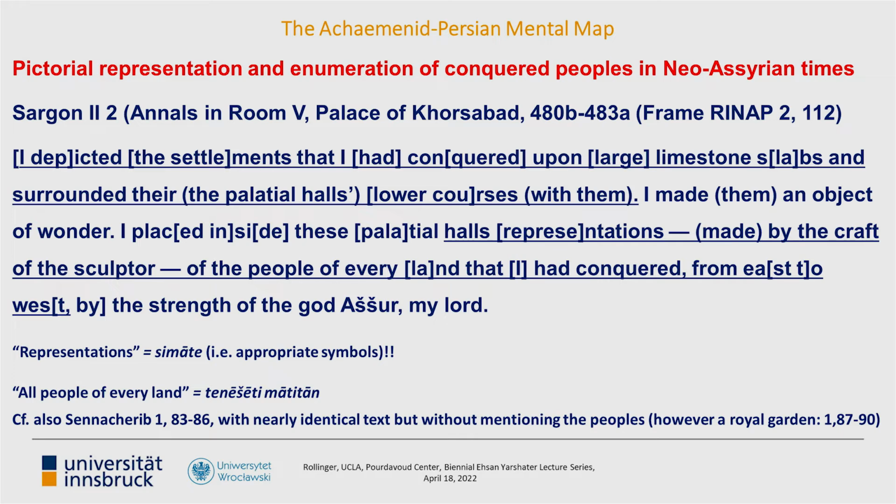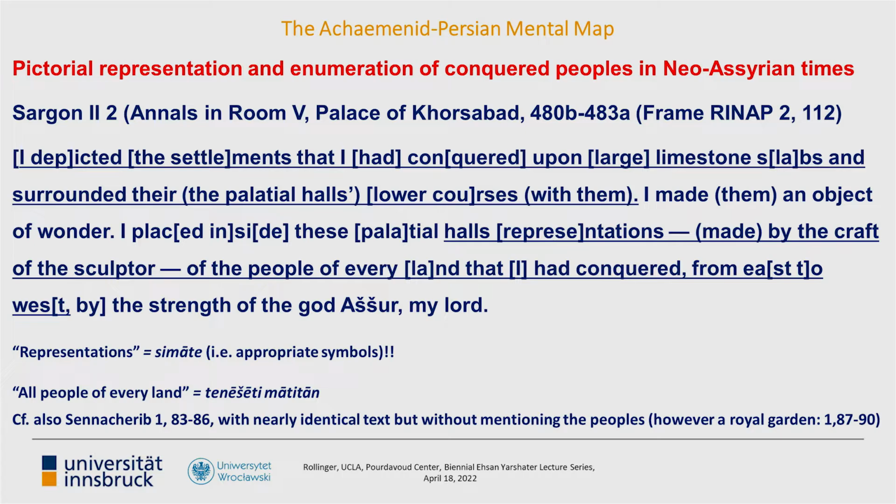that I had conquered upon large limestone slabs and surrounded their palatial halls' lower courses with them. I made them an object of wonder. I placed inside these palatial halls representations. That's important. Representations, simate in Babylonian. Representations made by the craft of the sculptor of the people of every land that I had conquered from east to west by the strength of the god Ashur, my lord.